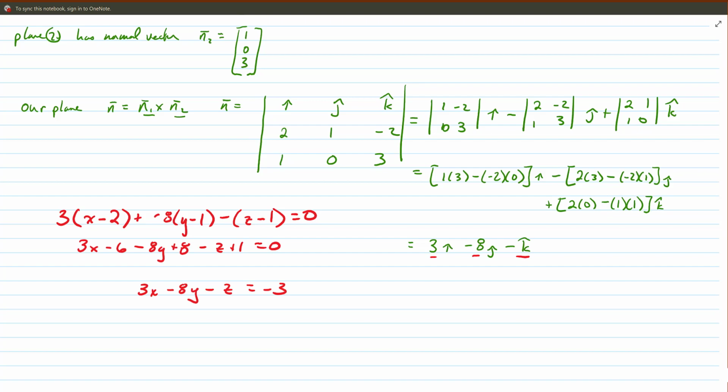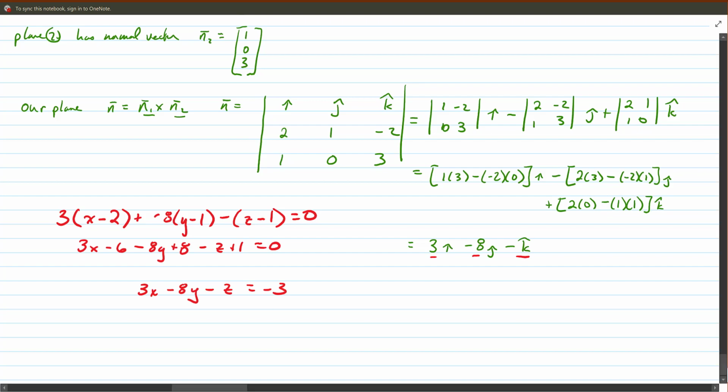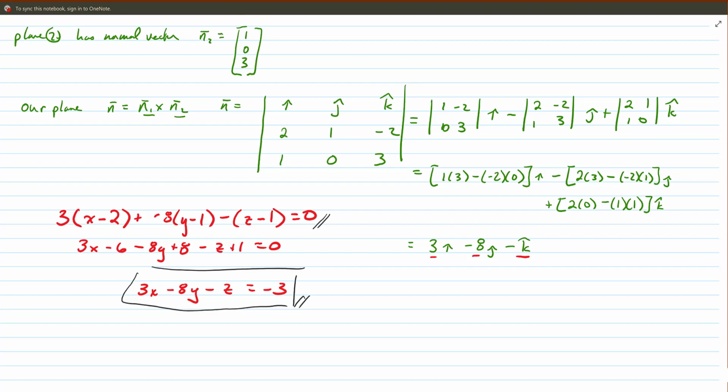And that completes the problem. I went ahead and simplified. You can leave this in one of many different forms, even the form that you originally had. I'd be perfectly fine with this form, or this form, or one of the many variants of how you can write the equation of a plane. That concludes that question.